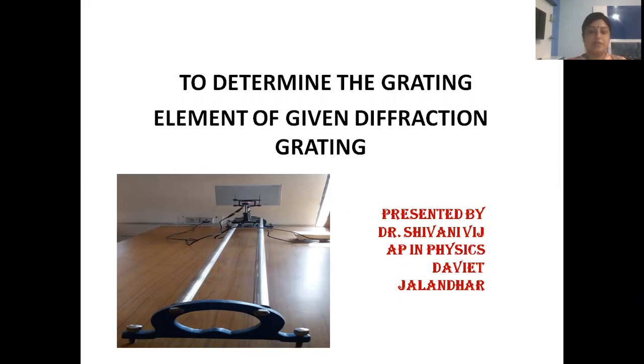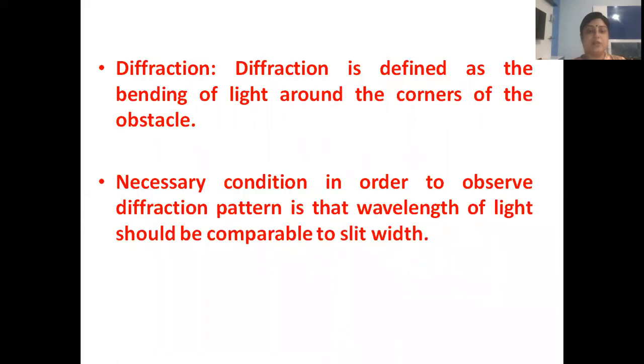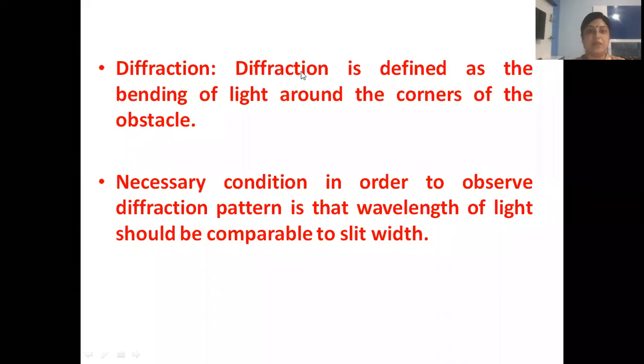Before starting the discussion of this experiment, let me explain a few definitions, that is, what is diffraction, what is grating element, and what is diffraction grating. First of all, I would like to explain diffraction. So what is diffraction? Diffraction is basically the bending of light around the corners of an obstacle.